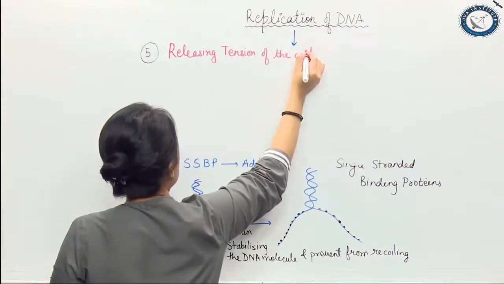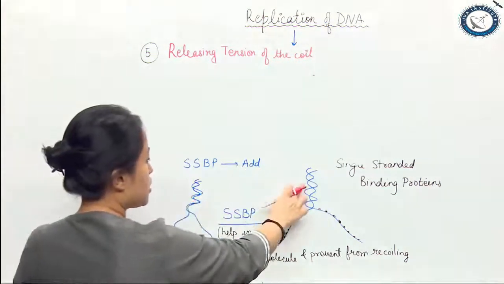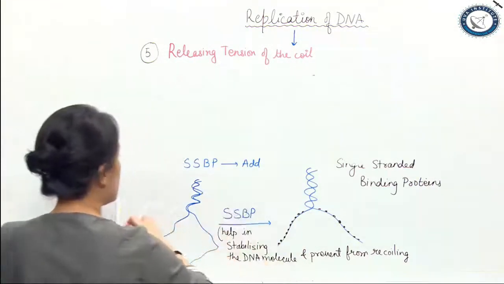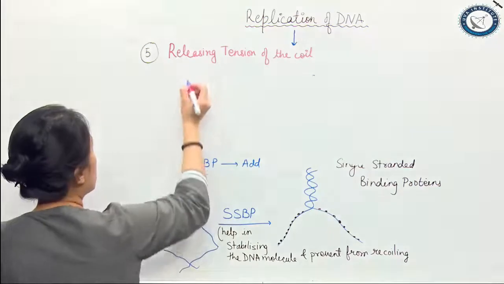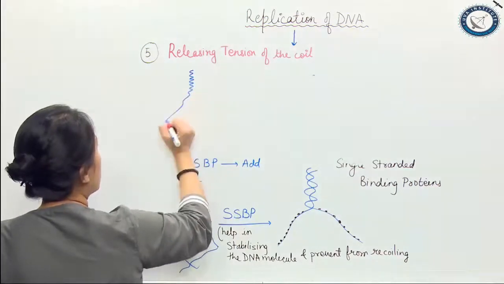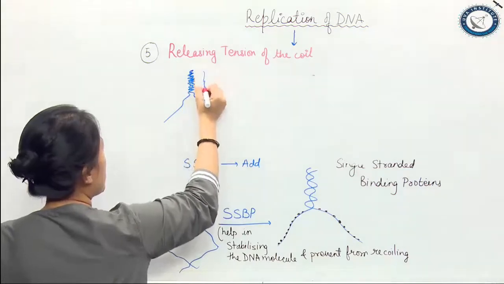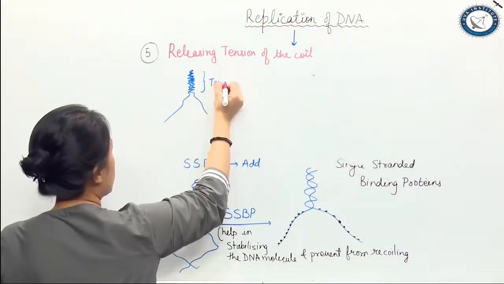And what do we mean by tension? I will show you. See this? Now they are opening up because they are being stabilized, they will not recoil. So this is what is happening now. Can you see? The tension has developed here.